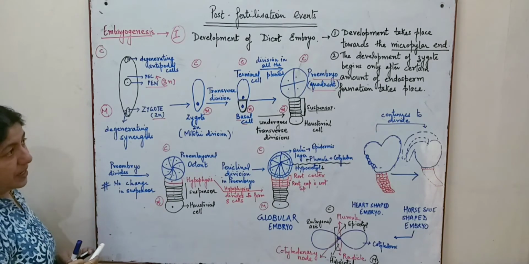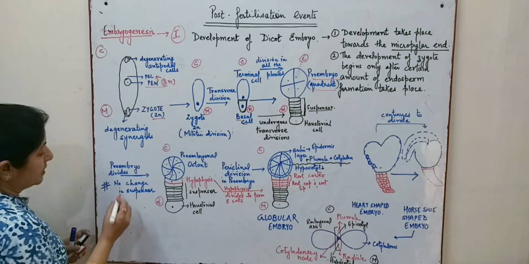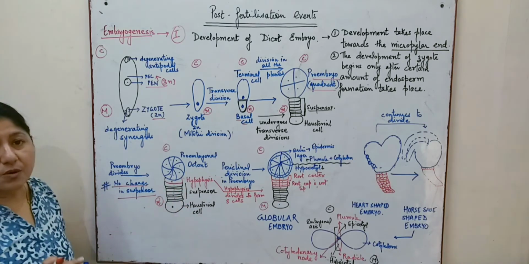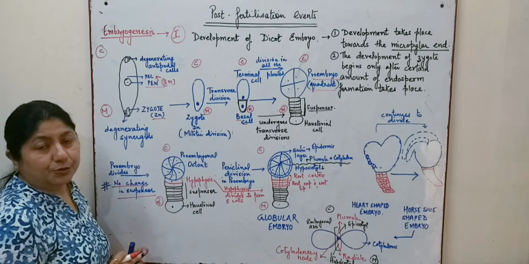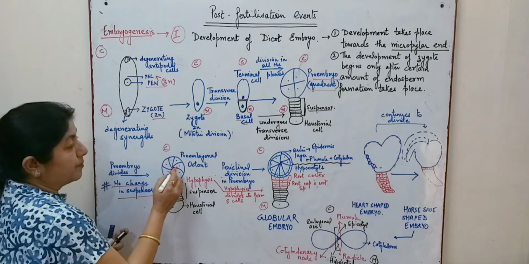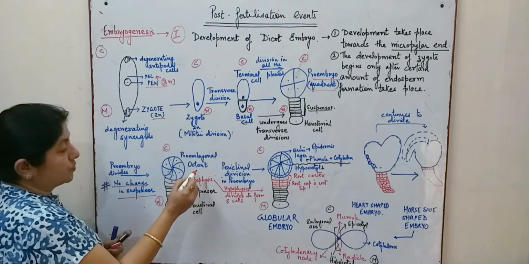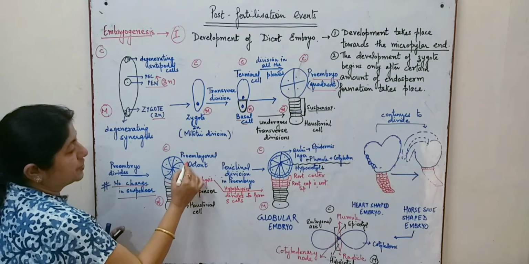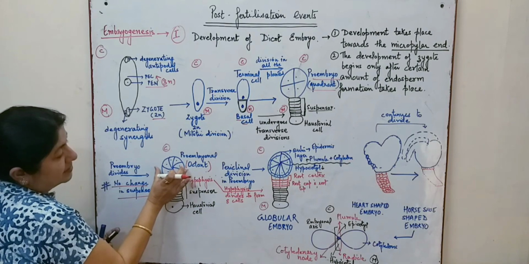Coming to the next step, the proembryo divides further, but remember there is no change in the suspensor. That means the cells in the suspensor will not divide further, but the proembryo will continue to divide. Now see, the development has to be from the proembryo to the embryo level, so the division will be taking place over here. Now the proembryo will divide further and result in a proembryonal octant. Again, this is a mass of cells.